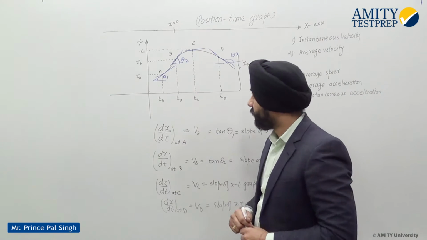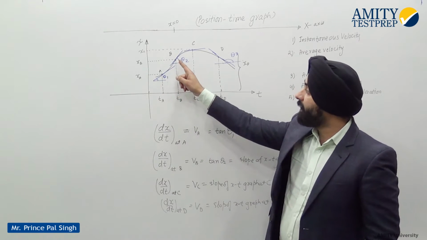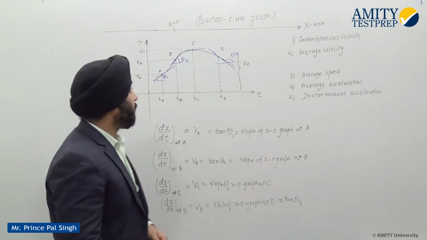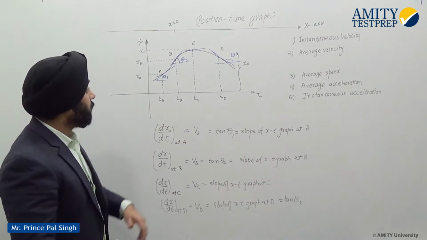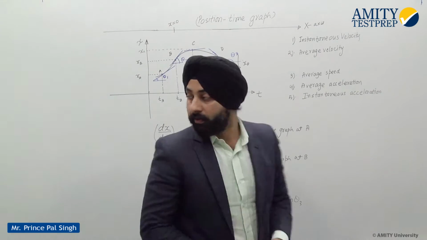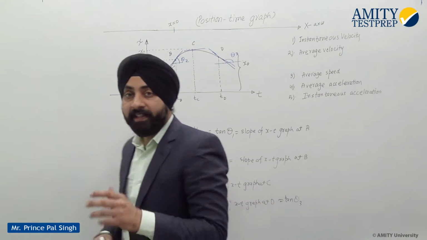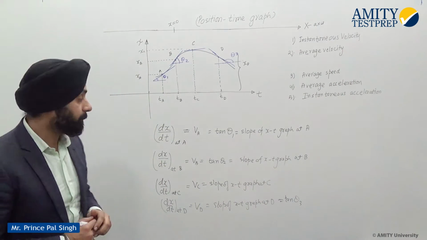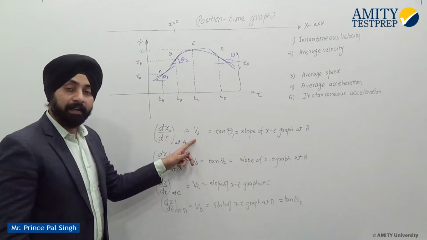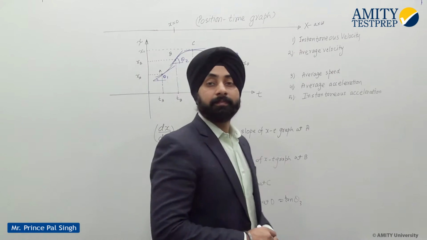So look at A. At A, the tangent drawn makes an angle θ1. At B, the tangent makes an angle θ2 with the horizontal axis. At C, the tangent is parallel, and at D, the tangent makes an obtuse angle. So we write the instantaneous velocity as dx/dt, the time derivative of the position. So dx/dt at A is VA, which is equal to the slope of the position-time graph, which is tan θ1.